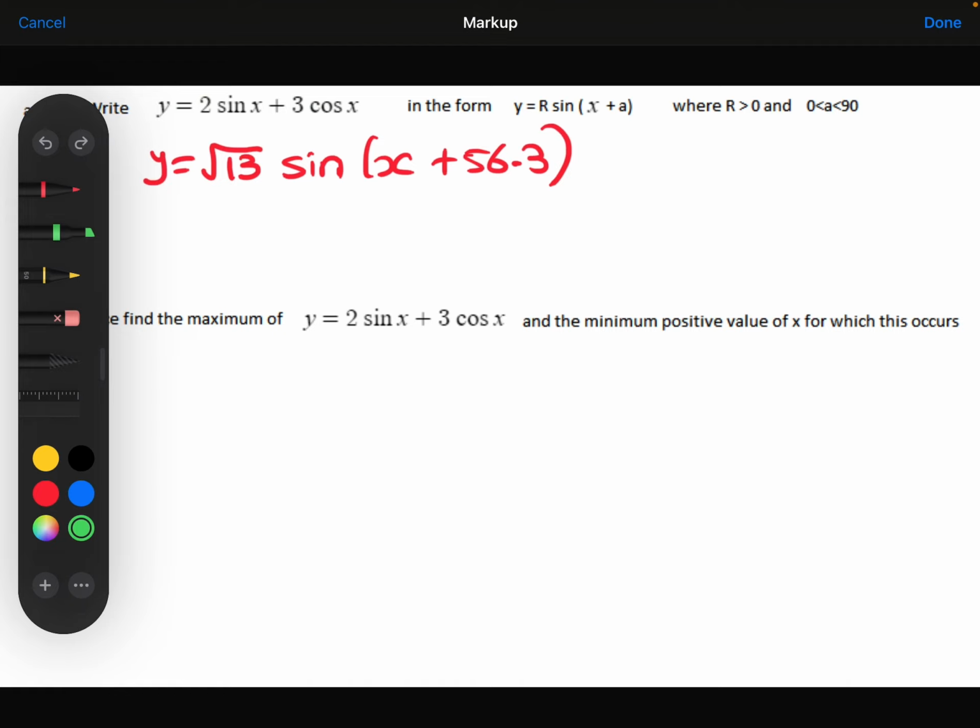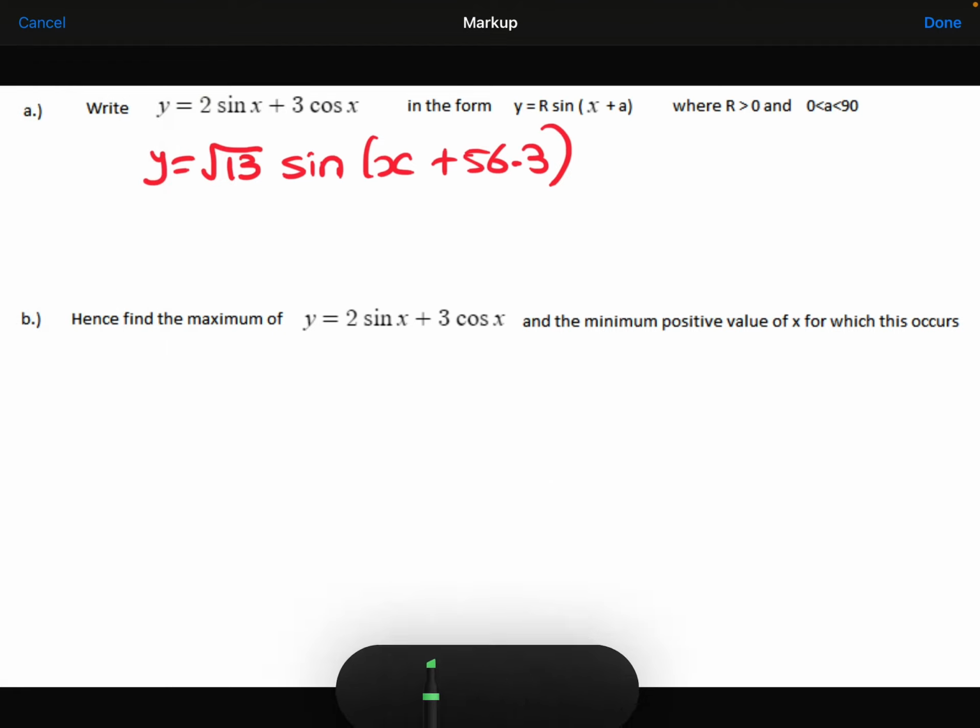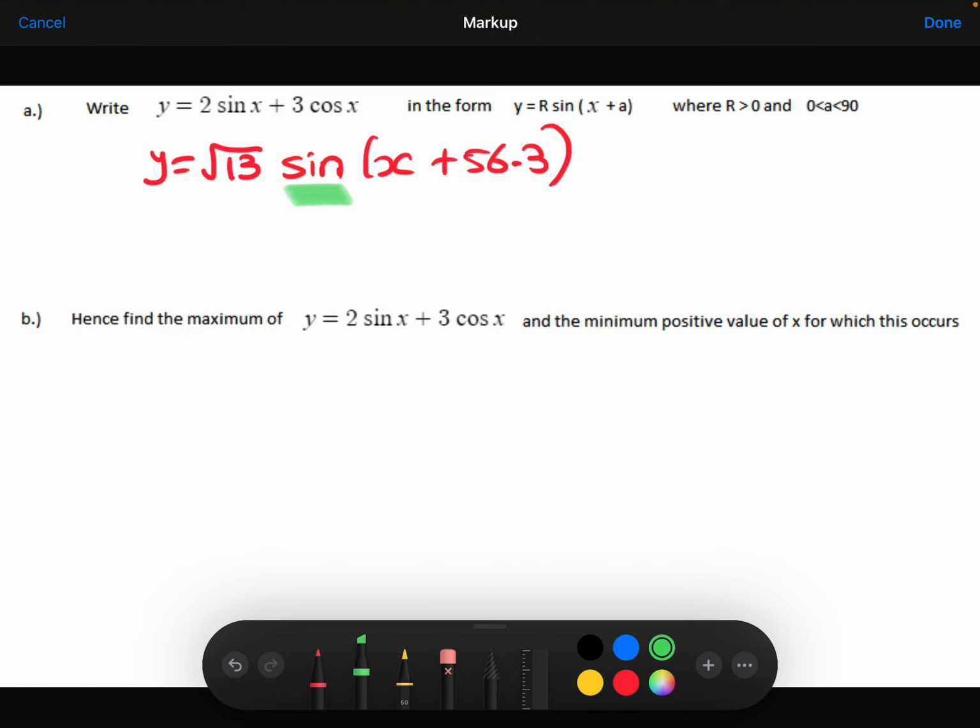So it looks slightly more complicated, but crucially, it's much simpler because we have just got a single trigonometric function, sine, rather than two different trigonometric functions. And that's useful because I know how the sine function behaves. So I can now use this answer to help me find the maximum value of this graph and the minimum positive value of x for which this occurs, basically the coordinates of the maximum point.